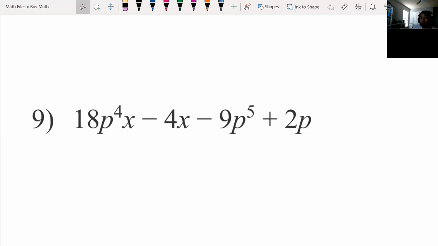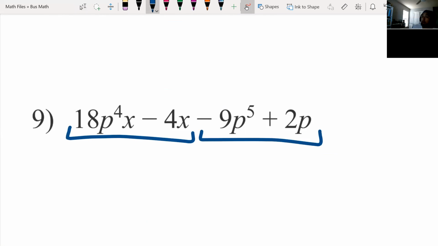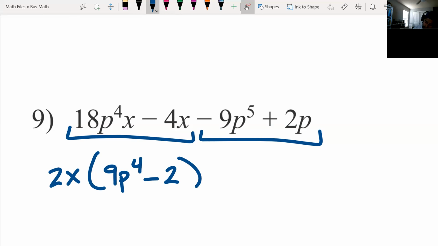All right. 9. Group them. Let's do it. And for 18p to the 4th x minus 4x, what's our common factor there? 2x. Good. What do I have left over? 9p4 minus 2. There you go.